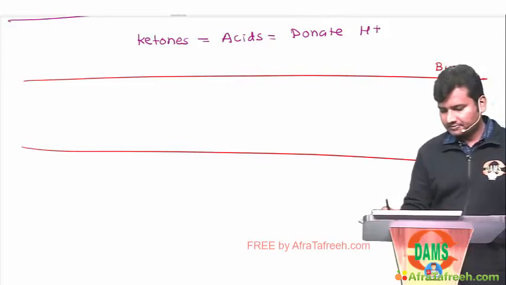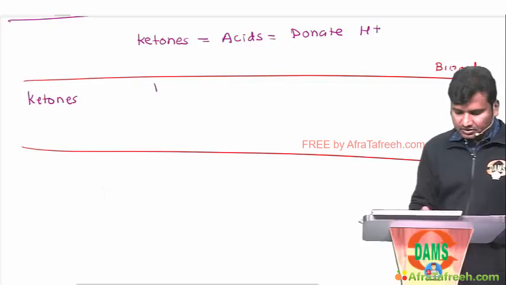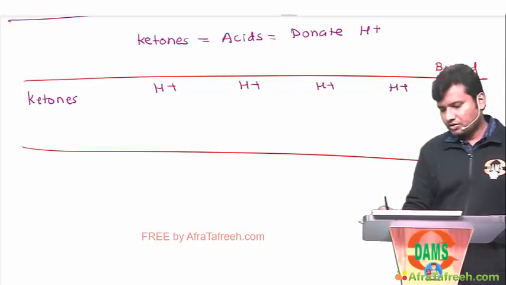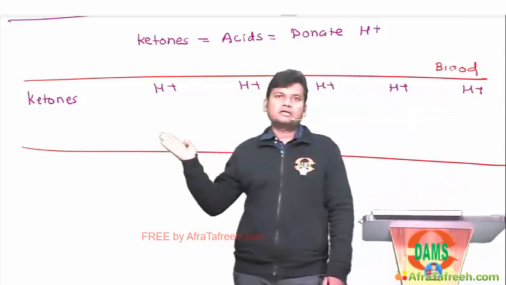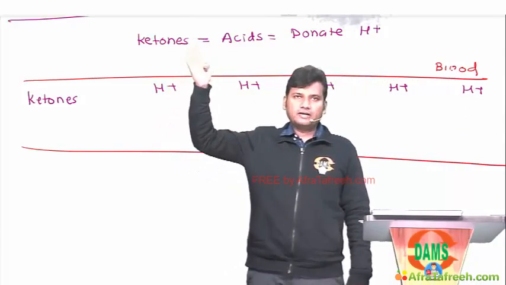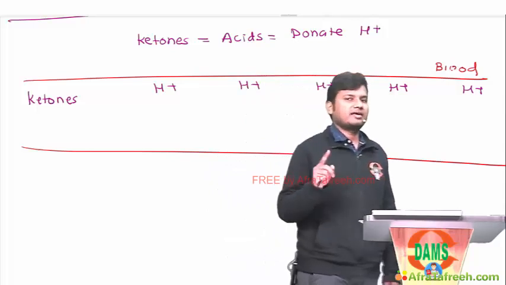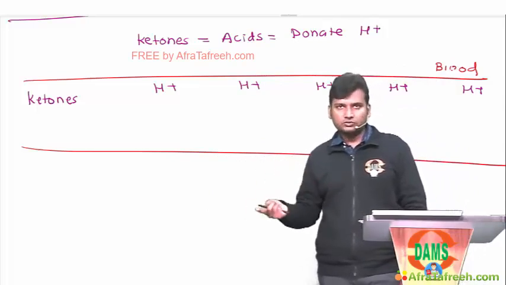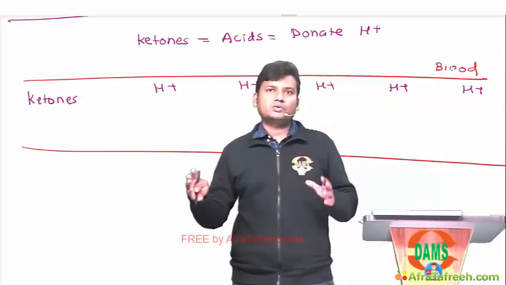Suppose this is blood, and a lot of ketones are present in blood. These ketones are donating H plus ions. So now a lot of H plus ions are present in blood. As H plus ion concentration increases in blood, the pH of blood will decrease and blood will become acidic. So the patient is having acidosis. This acidosis is because of ketones, so it is ketoacidosis. And the patient is a case of diabetes, so it is a case of diabetic ketoacidosis.